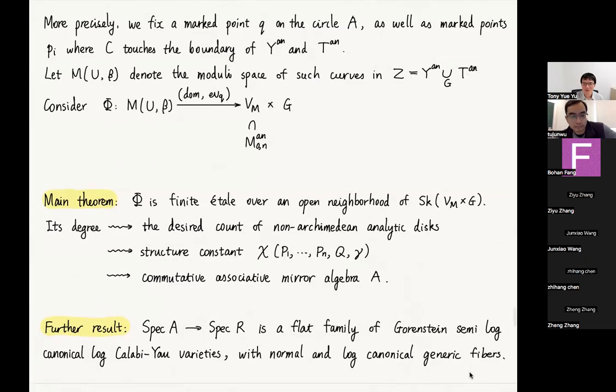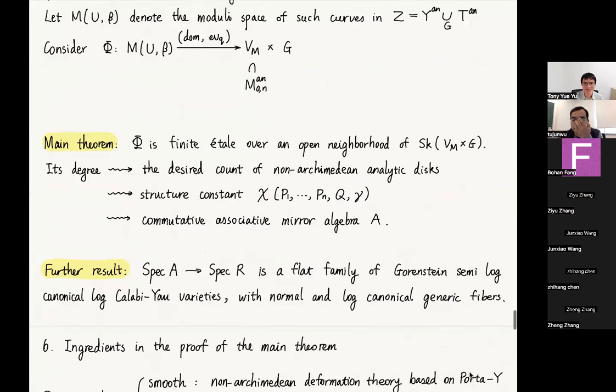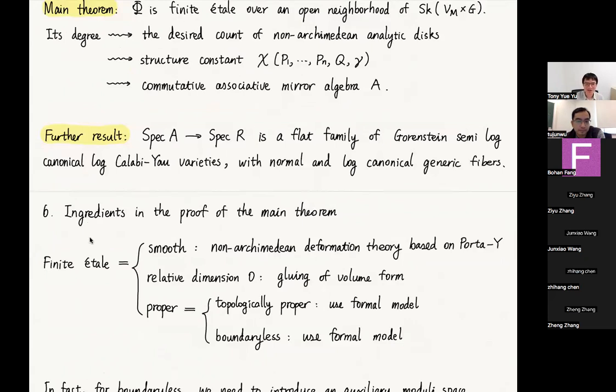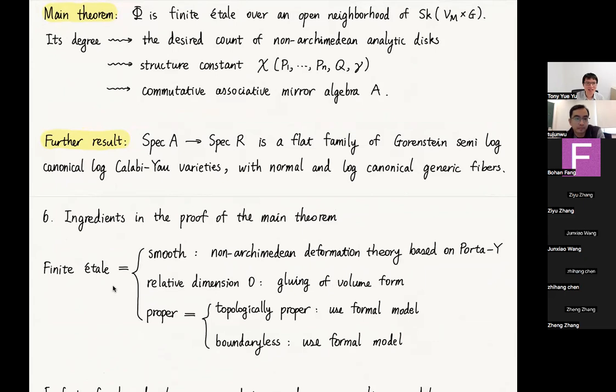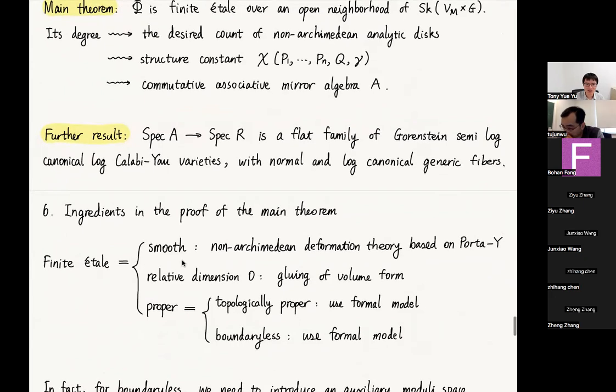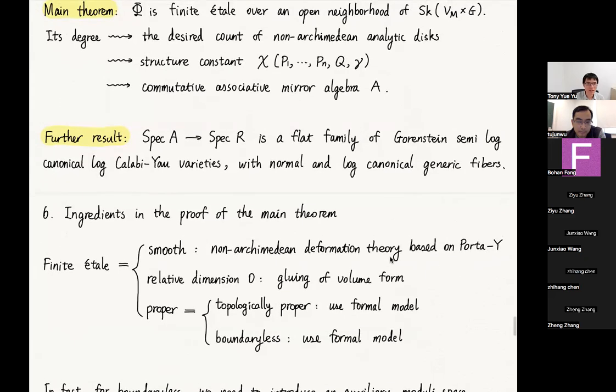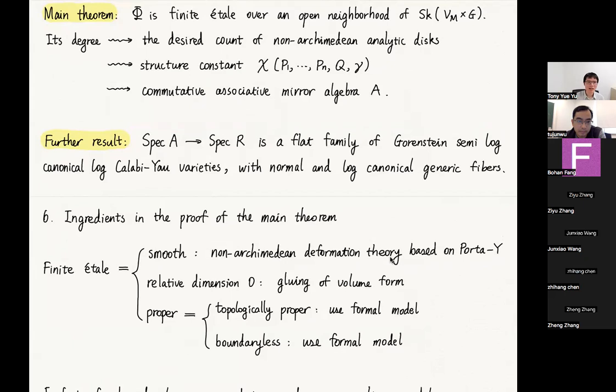Maybe I have one minute left. Let me quickly say something about the ingredients in the proof of the main theorem. The main technical statement is really this finite étale-ness, and it consists of three different things: smoothness, relative dimension zero, and properness. For smoothness, we need to use some non-archimedean deformation theory based on my previous works with Marlo Porta. We developed the theory somehow motivated by a slightly different question.